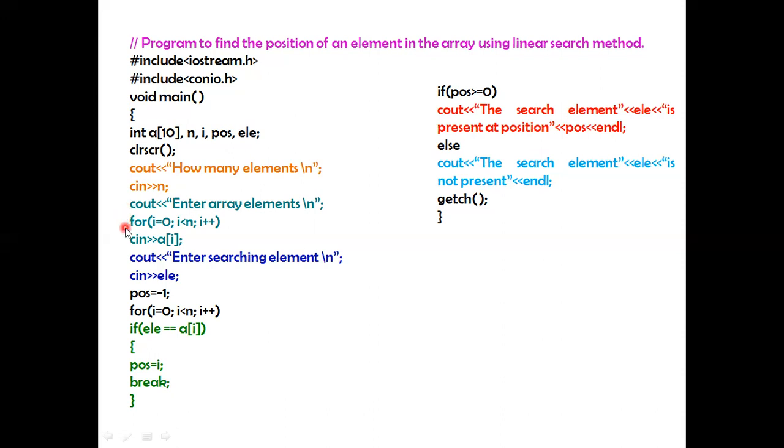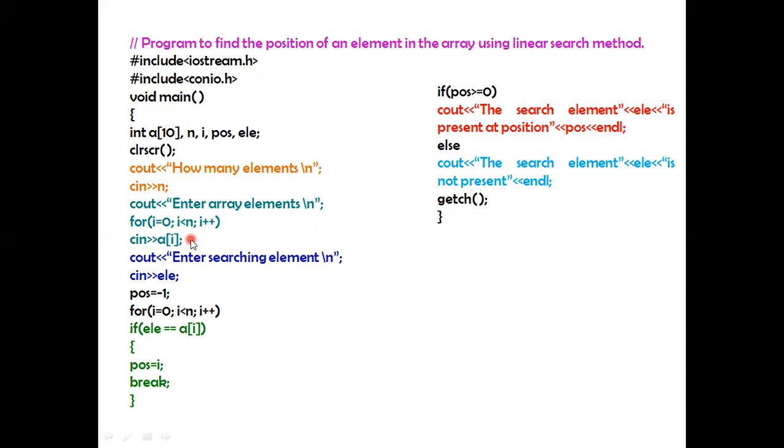So this for loop and this input statement will execute how many times? 5 times, because the value of n is 5. First time it accepts i equal to 0, i is less than n, i plus plus. Means 0 is less than 5. Condition is true. When this condition is true, we'll execute this input statement, cin extraction a of i. a of i means a of 0. First time the value of i is 0.